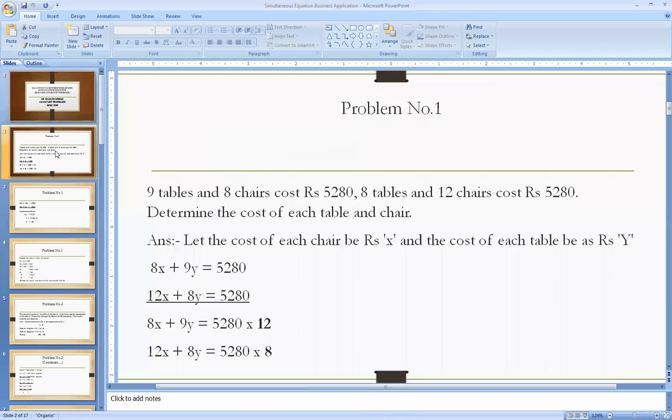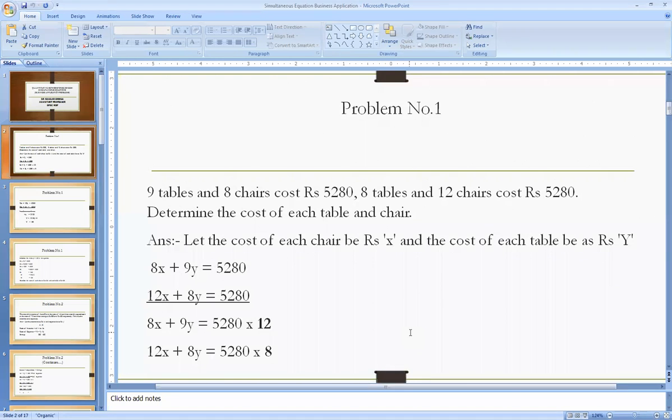So here there is one question: 9 tables and 8 chairs cost rupees 5,280, and 8 tables and 12 chairs again cost rupees 5,280. The values are the same. Determine the cost of each table and each chair. When we come across two variables in the question, it is purely related to simultaneous equations. If it has only one variable, you should solve it with a linear equation.